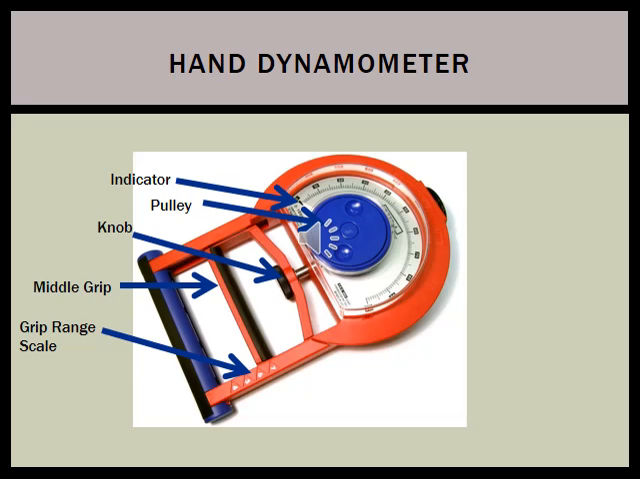After the person pulls the middle grip closer to the main grip, an indicator will tell us how many pounds or kilopounds they are pulling. The pulley in the center of the hand grip dynamometer is used to reset the indicator.